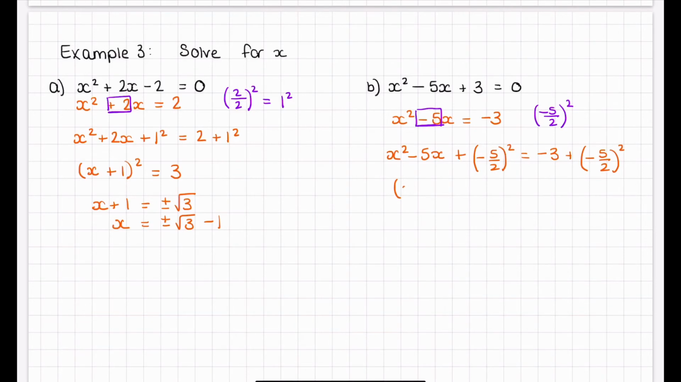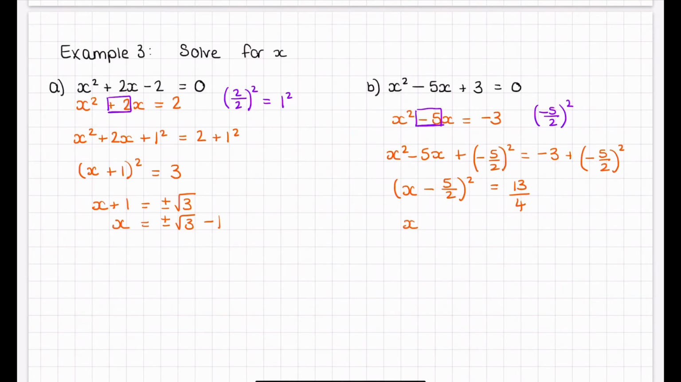Create our perfect square, which will be x. Now it's minus 5 on 2 in the bracket, so it's going to be x minus 5 on 2 all squared equals minus 3 plus minus 5 on 2 all squared, which gives us 13 on 4, or 3.25. And then we just solve it.